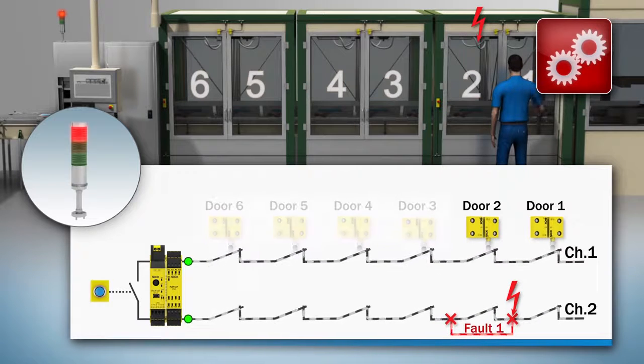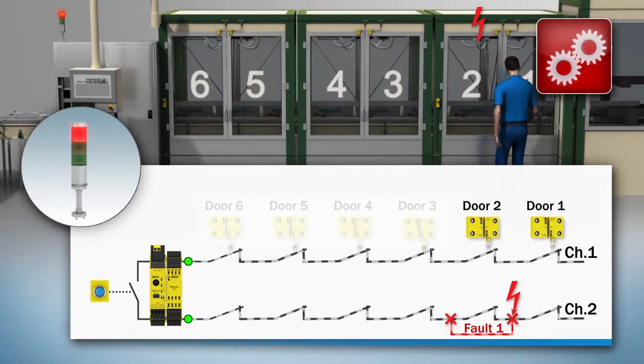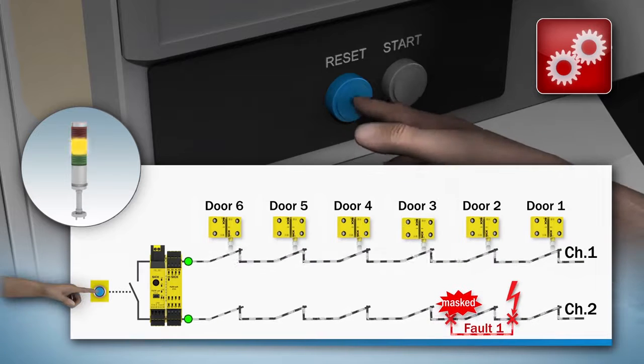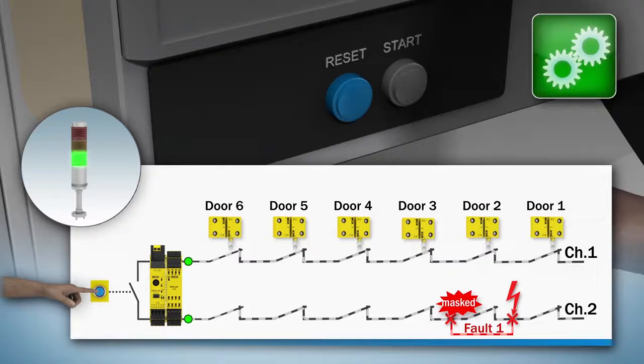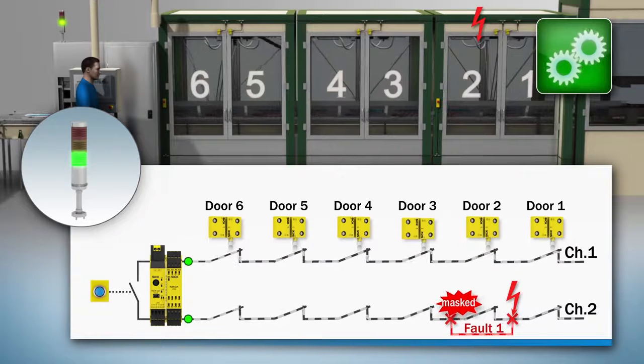Opening the first door breaks the signal on both channels, as the signal is interrupted before the short circuit. When the door is closed, the input requirements of the safety controller are satisfied, as there is no longer a sequence fault. The machine can now be restarted. The fault at the second safety switch is now masked.